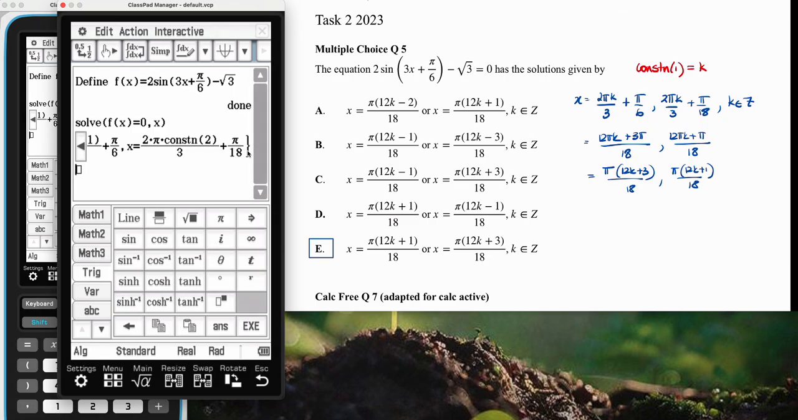I'll try that again. Circle, beautiful. Yeah? So do not be frightened by solving trig equations in the general sense.